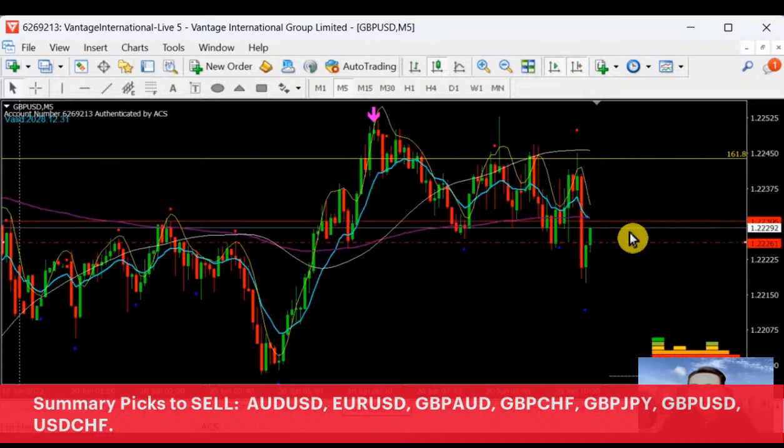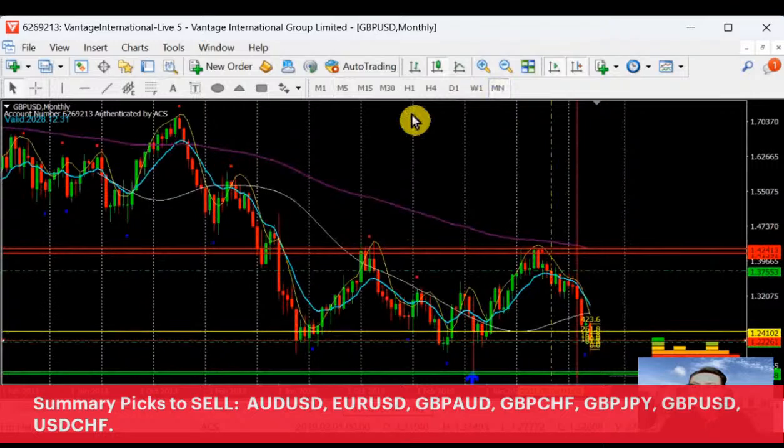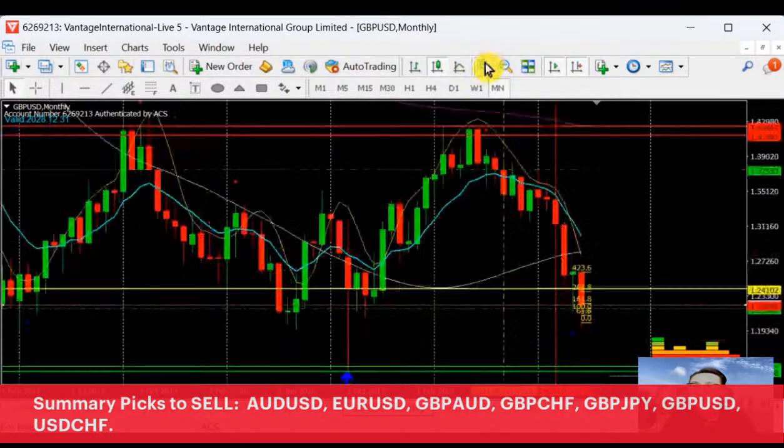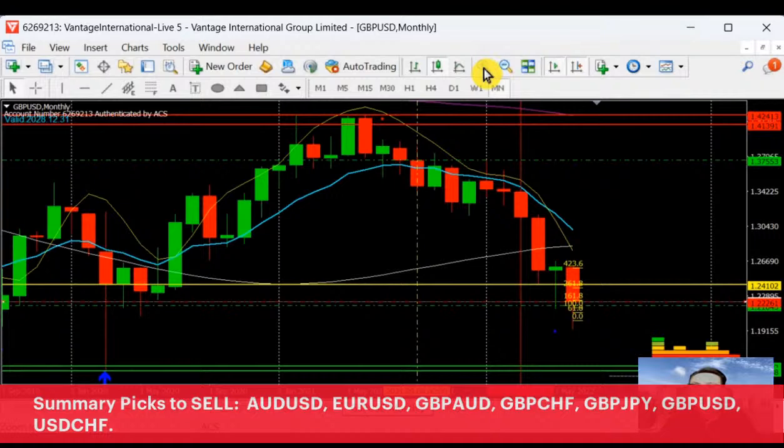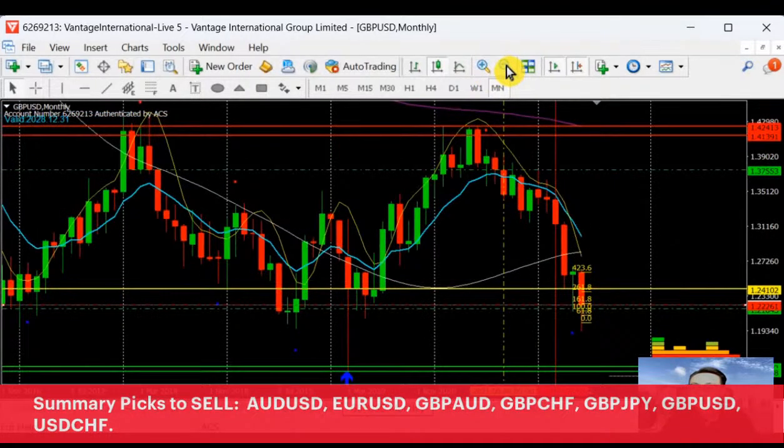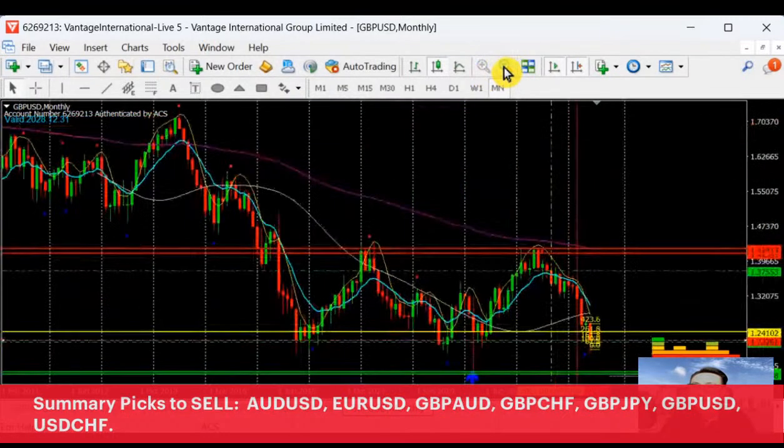You need to look at this on the monthly time frame. Yes, they tested the support over here. So why do we have to look at the monthly time frame for pound dollar? There's a question here. What's your view for watching this over the monthly time frame?